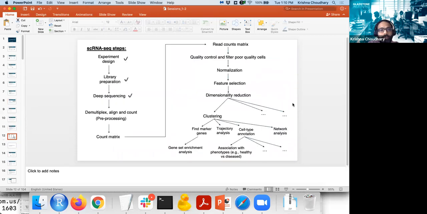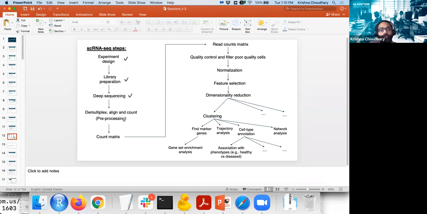We discussed the standard workflow for analysis of single cell RNA-seq data. After one has done their experiment design, library preparation, and sequencing, the data comes in, and then you have to demultiplex, align the reads to a reference sequence, and also do counting of where the reads are mapping to. So which genes are getting how many unique molecules associated with them.